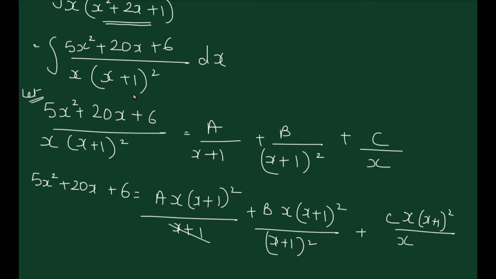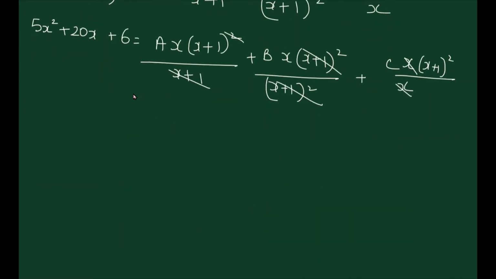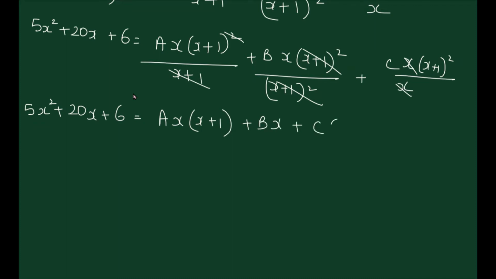Okay, then we cancel out whichever terms are common in the numerator and the denominator for each expression that is there. And thus we get this particular term. We get 5x square plus 20x plus 6 is equal to ax into x plus 1 plus bx plus c into x plus 1 the whole square. Then in this case we put each term as 0.